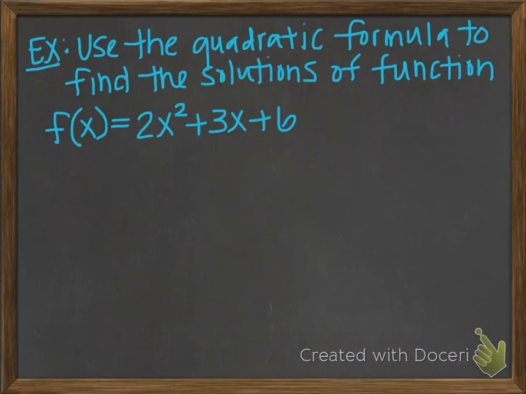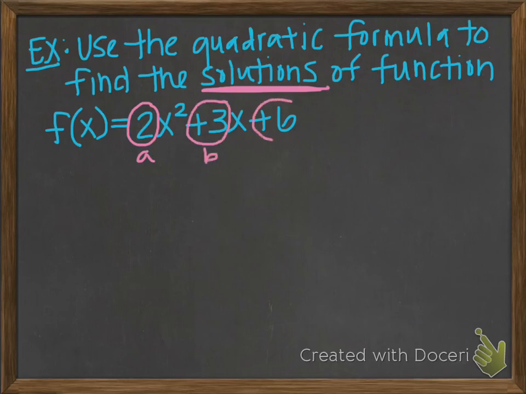And this is the last example. Thanks for staying with me. Use the quadratic formula to find the solutions, roots, zeros, x-intercepts of the function. It looks like it's in ax squared plus bx plus c form, so we're going to identify our a, b, and c. A is the number in front of x squared, so that's 2. B is the number in front of x, so that's +3. C is the number at the end, so that's +6.